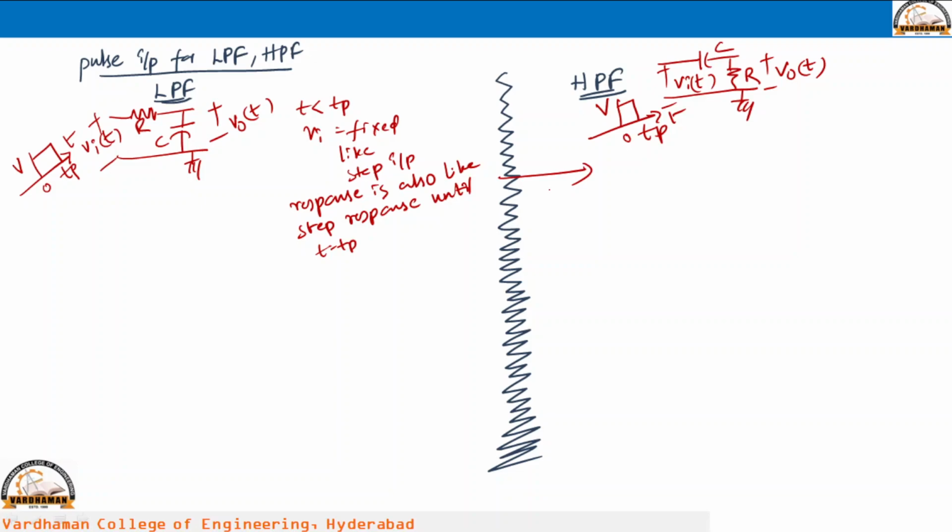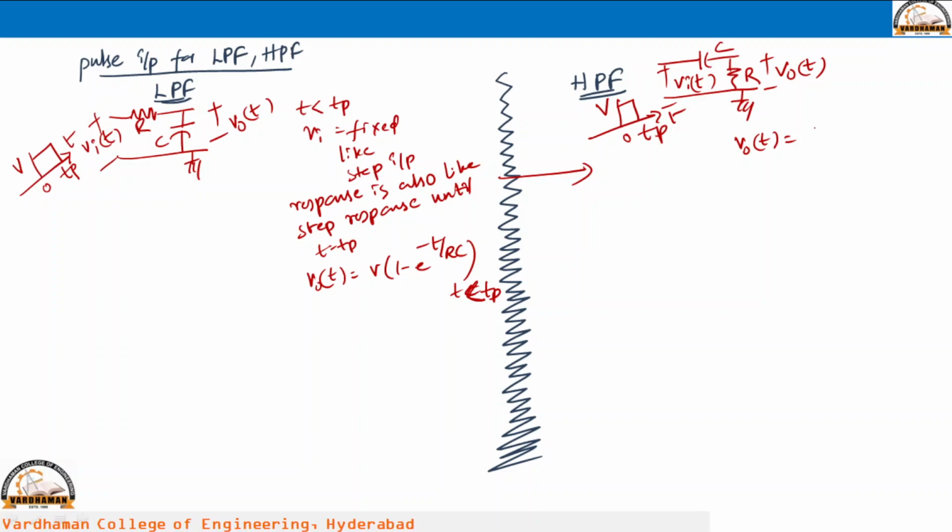Okay. So, what is the response we got for the step input in case of the low pass filter? An exponentially increasing signal. That means V naught of t is equal to V into 1 minus e power minus t by RC. This is valid up to t is equal to Tp only. That means when t is less than Tp, we can say this is the response, and in this case also the response is similar to the step response up to Tp seconds.